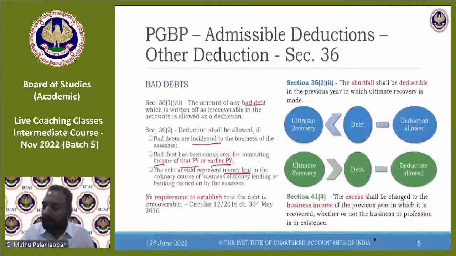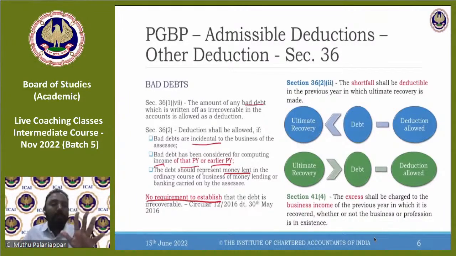Now, there is no requirement to establish that the debt is irrecoverable. You need not prove to anyone that I called him 20 times, I mailed him 40 times. All you need to know is whether you made a sincere attempt or not. If it is a bad debt according to the assessee, it is okay. Looks easy, right? Suddenly I want to reduce my profit, so I book a bad debt and reduce my profit. It's as simple as that.